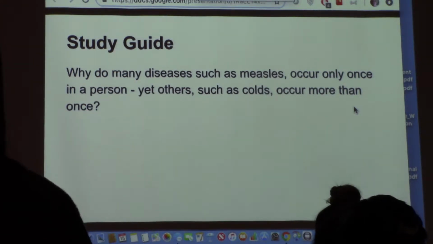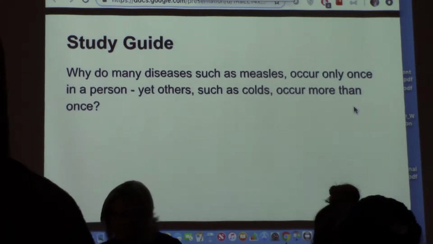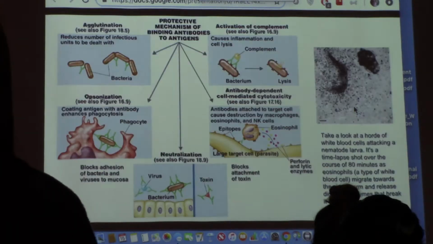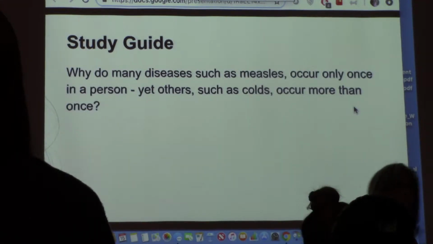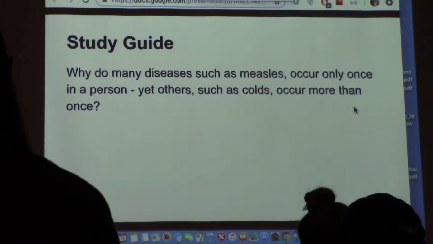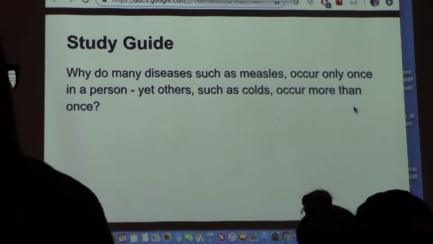Why do so many diseases such as measles occur only once in a person, yet others such as colds occur more than once? And that's actually a really important question. Do you know the answer already? Because the flu changes every year, right? That's right. Yeah. So antibodies bind to proteins on the surface of pathogens.